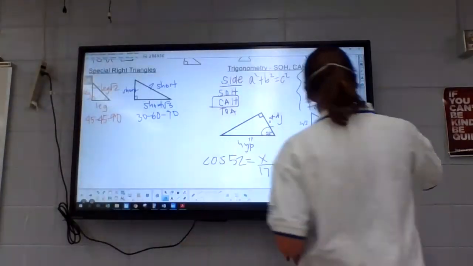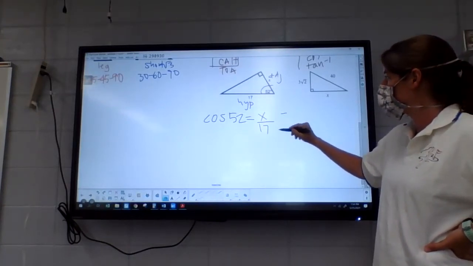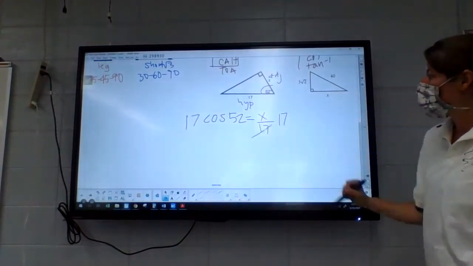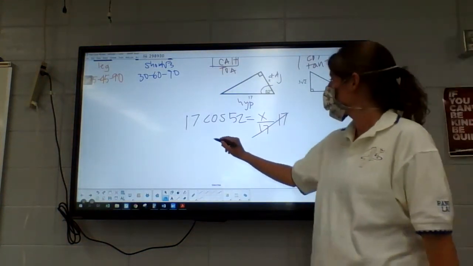Now in order to solve for x, we're going to multiply each side by 17. Just be careful that you guys remember how to do that in your calculator. That you get that x all alone, so 17 times the cosine of 52. Well, 10.46.